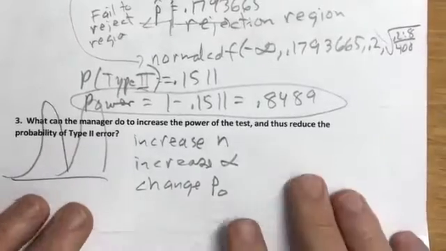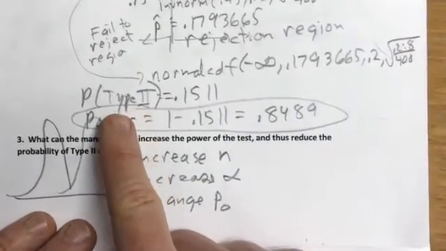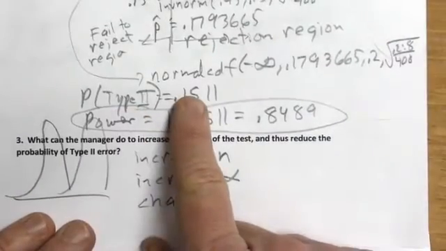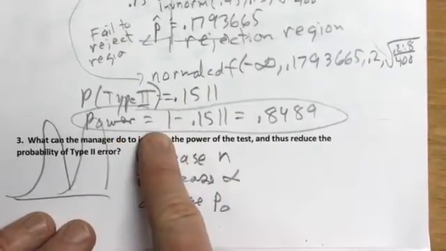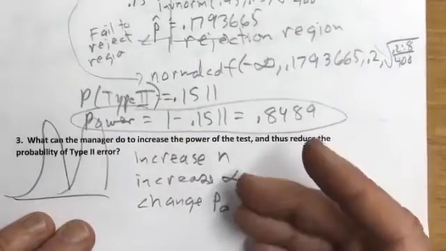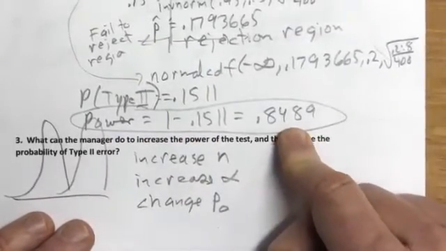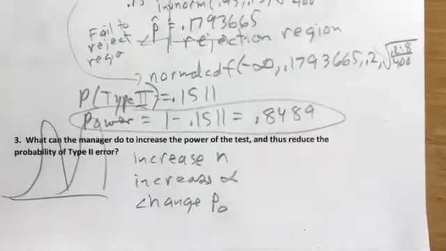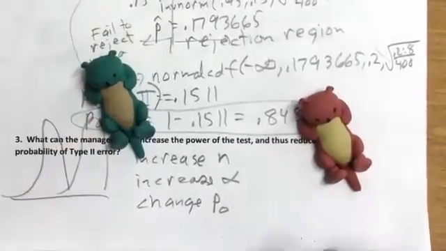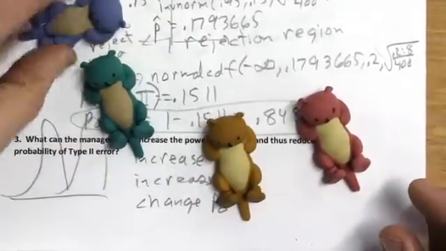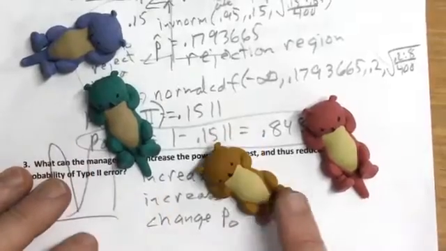The other thing they'll do is, let's say they give you the probability of type 2 error and ask for the power. And that's an easy problem because you just subtract it from 1, or vice versa. It could give you the power and ask, what's the probability of type 2 error? But that's it.